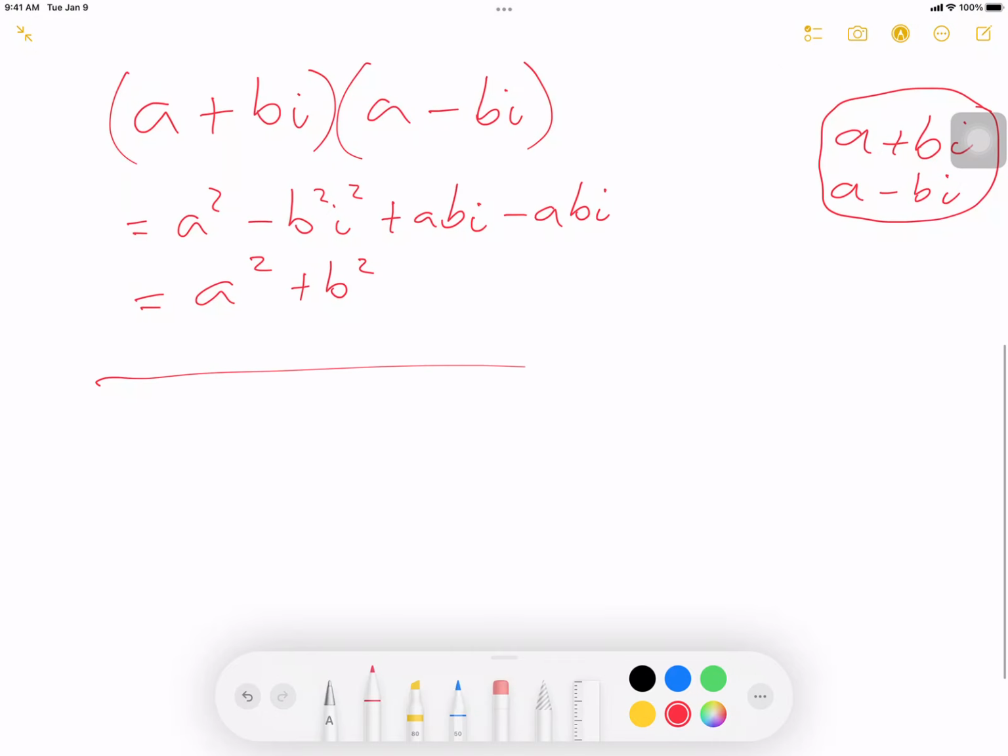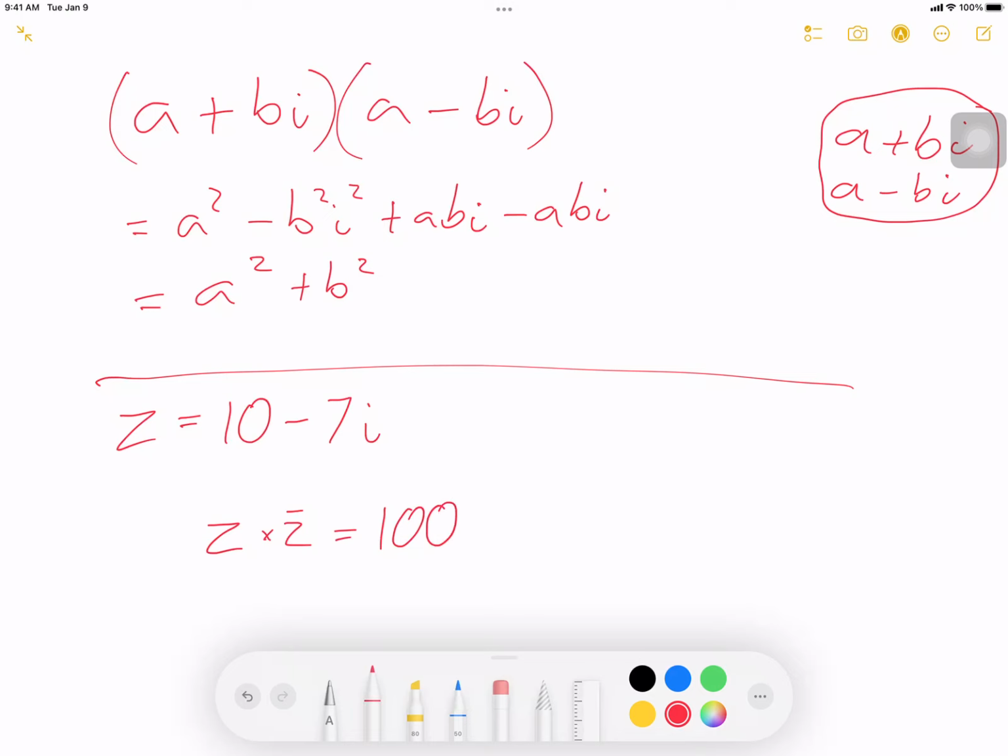And in fact that's a shortcut that you can use. So if I say I've got some number here and I want 10 minus, let's go with 7i, then in fact you can just quickly whip in, take the 10. So if I say I want to work out what z times the conjugate of z is, I'm going to go 10 squared, following the a squared there, plus the b squared there.